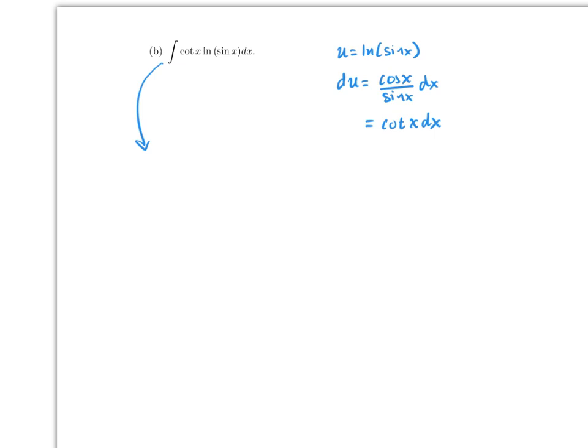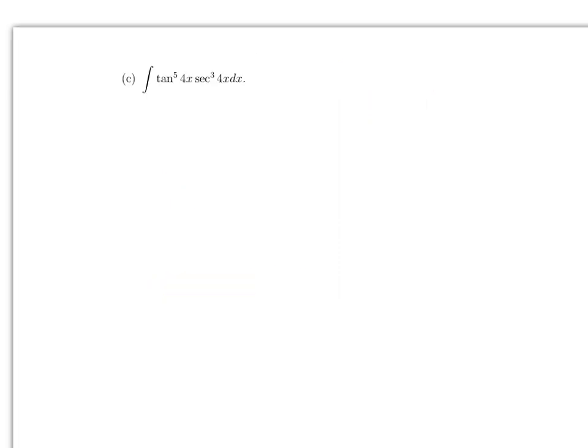So therefore, you substitute here. Notice that this is just equal to u du, which is probably the easiest integral we have so far. So this is just u squared over 2 plus c, which is equal to 1/2 ln of sine x, squared, plus c. Okay, so moving on to part C.